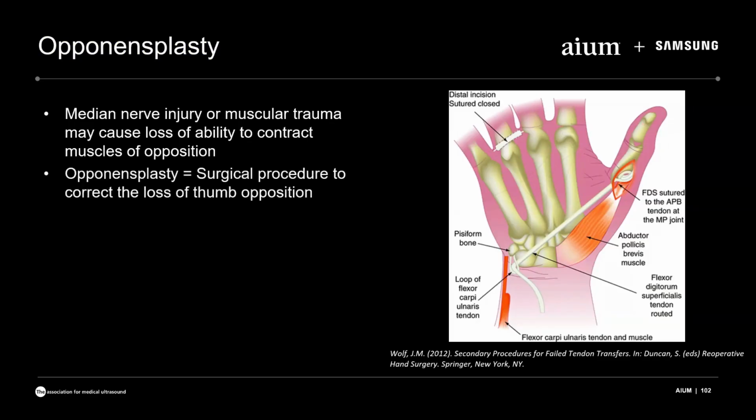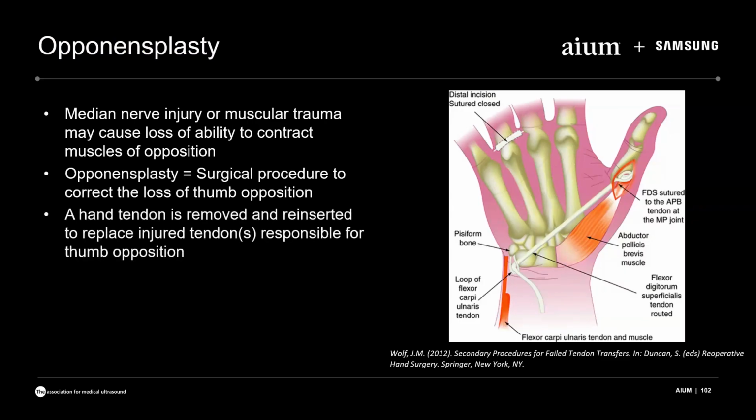And so what the surgeon will do is correct this loss, often by taking a tendon from a different part, a finger or somewhere else, and reinserting it to kind of replace that injured tendon. So the most common, and the one that the patient I'm about to show you had, is using that flexor digitorum superficialis tendon of the ring finger. So here's the ring finger.